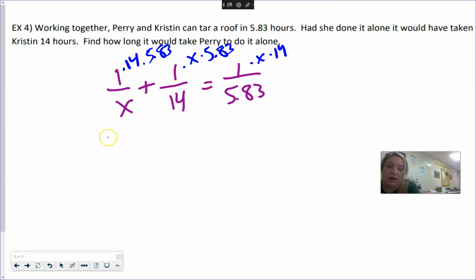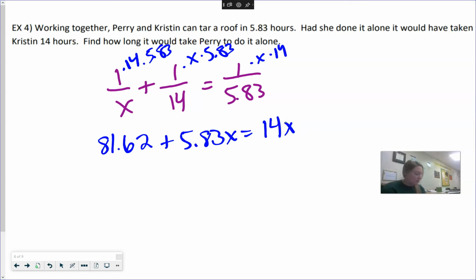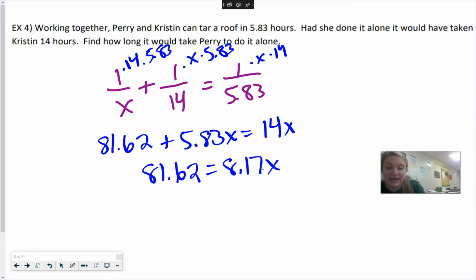This is going to get me 81.62. Plus, this gives me 5.83x. This gives me equals 14x. I'm going to subtract 5.83 from 14. So now I have 81.62 is equal to 8.17x. Now I'm going to divide 81.62 by 8.17. And I have 9.99, so I am going to round that to about 10.